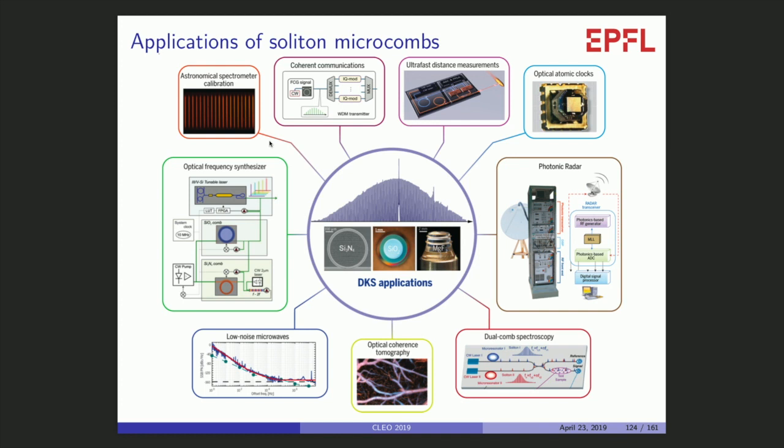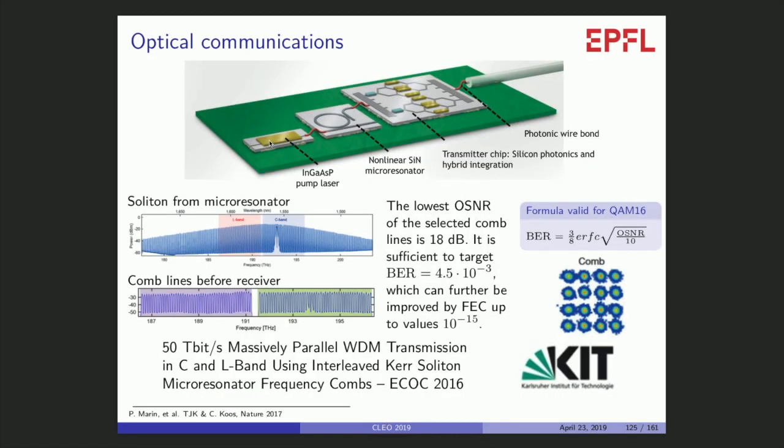If you're interested to use combs for coherent communications, then the natural scale that you have to abide to is the telecom spacings, the ITU grid, so 25, 50, 100 gigahertz. And here again, carrier combs very nicely match up. You can also use the wide mode spacing and broad bandwidth for fast distance measurements, and also for photonic radar, where you like to digitize a signal. And you like to do this digitization at the carrier frequency, which for radar is typically the X band, so 10 gigahertz.